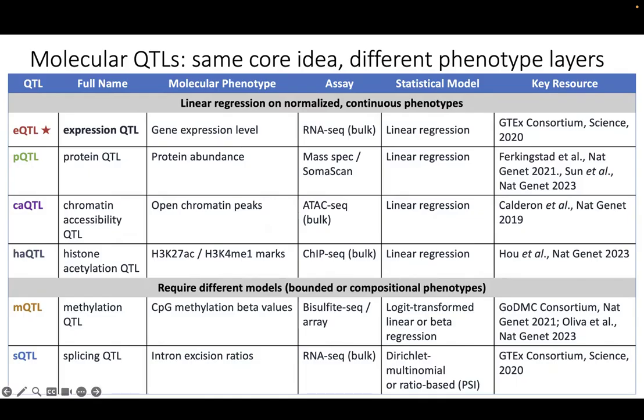Despite these differences in statistical model form, the core statistical question is the same for every row in this table, which is whether the genotype of a variant is associated with the molecular phenotype across individuals. In this lecture, we will use eQTL mapping and its linear regression framework as the worked example, and the logic transfers directly to the other QTL types.